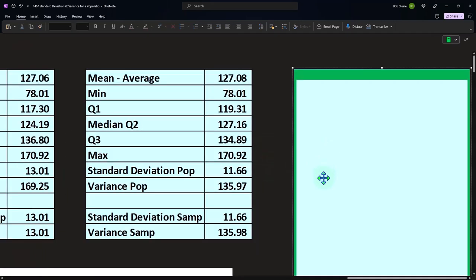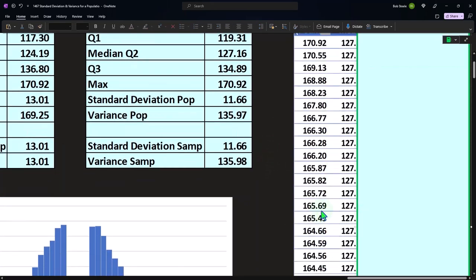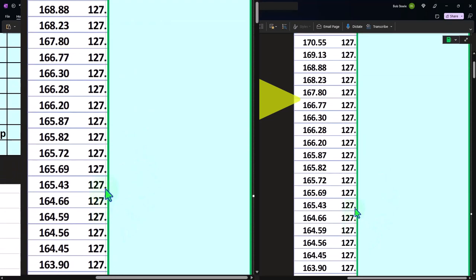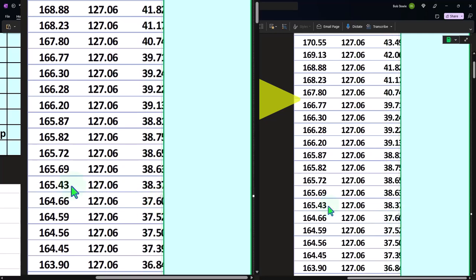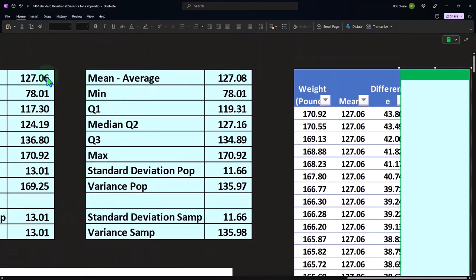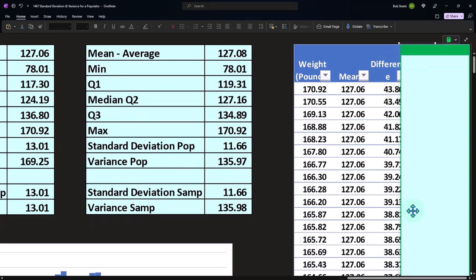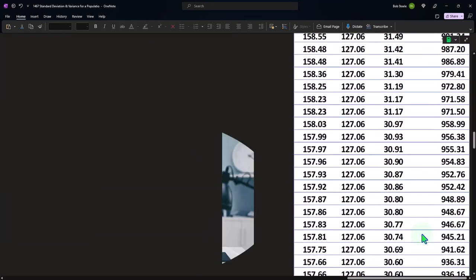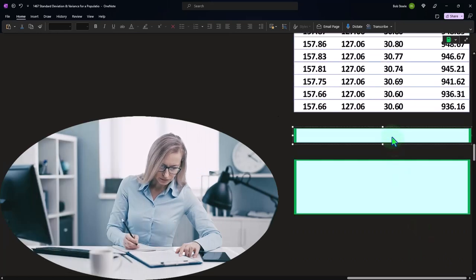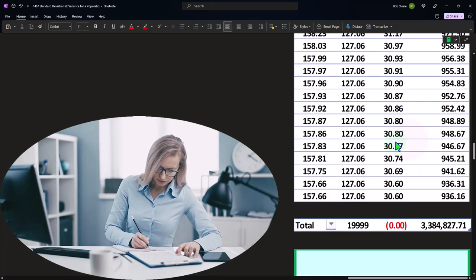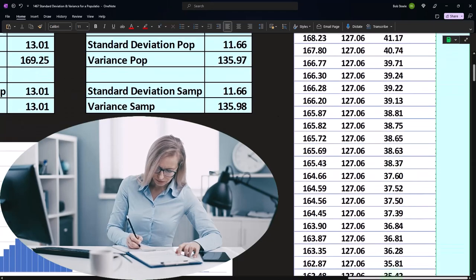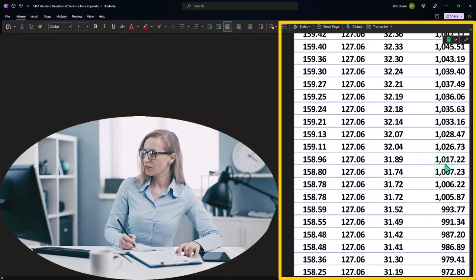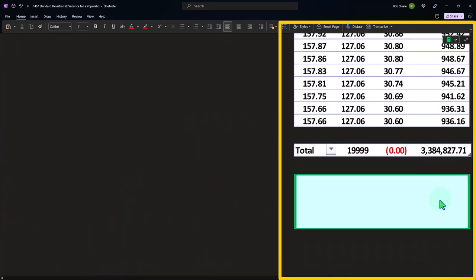Now, just to wrap this up, if I did the same kind of calculation over here, I took the weights of my new data set where I deleted the numbers in the middle, and subtracted out the mean, or middle point. This is the 127.06 now. Here are our differences. And the differences, if I added them all up, would add up to zero. I don't have all of them here because it was a very long data set, but it would still add up to zero with the new data set. And then if I square all of them, this is the squared amount.